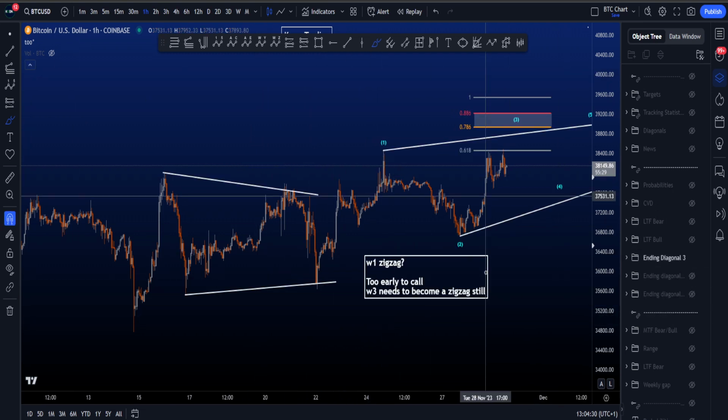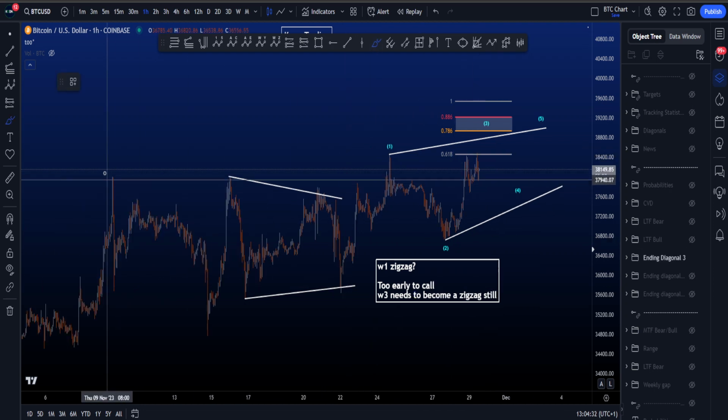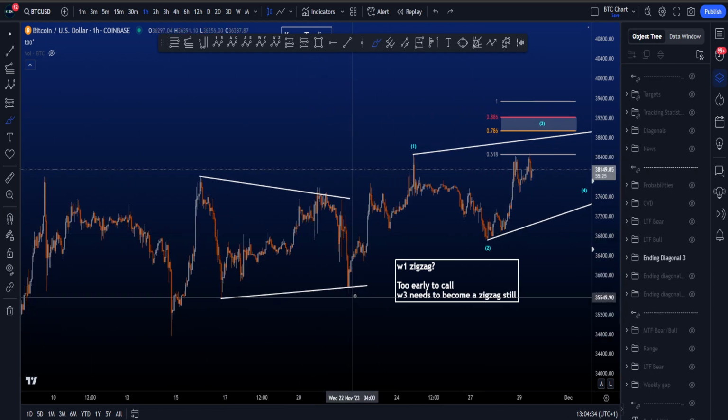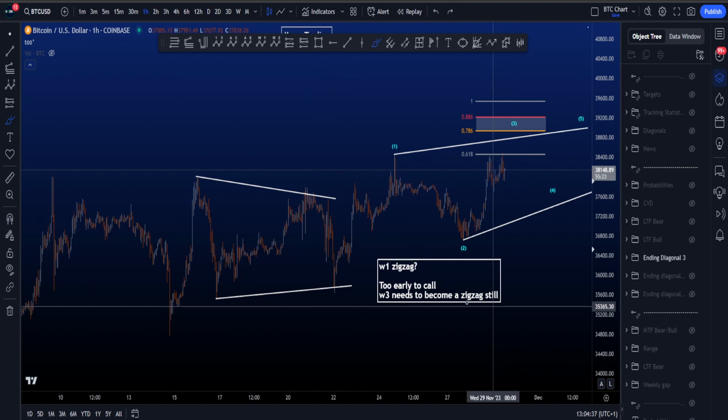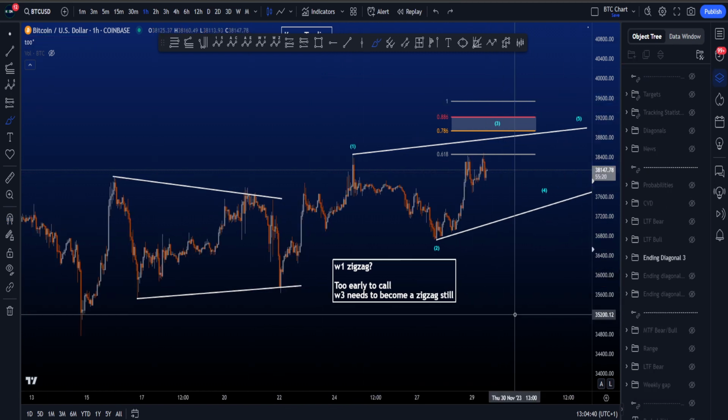And then finally we have this ending diagonal, where we have your wave 4 ending in a triangle. This is the low of your wave 4, and you're going to be looking for an ending diagonal to the right.